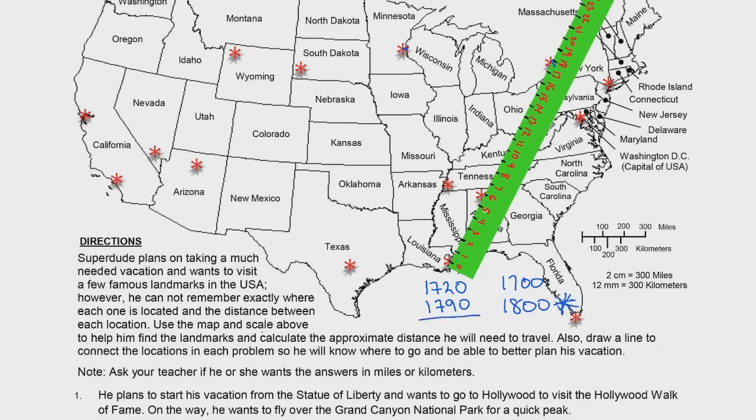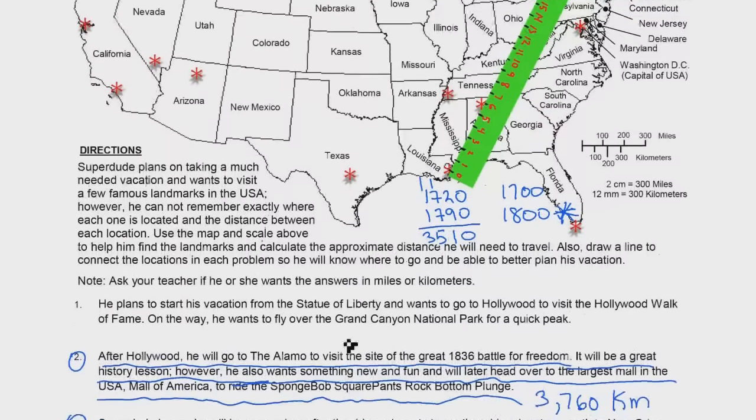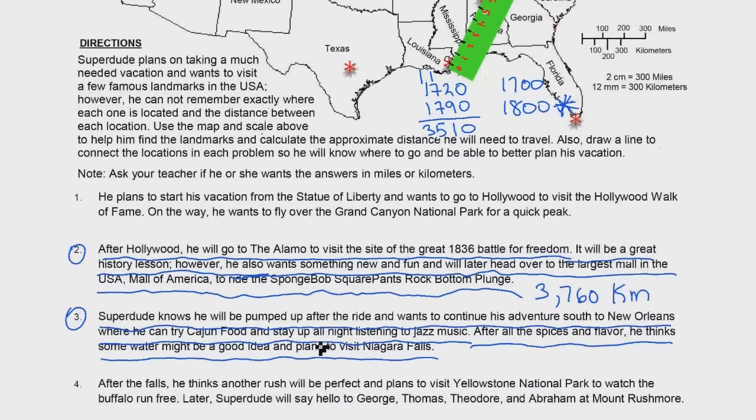If we add these together, 0 plus 0 is 0. 9 plus 2 is 11, carry the 1. 1 plus 7 plus 7 is 15, carry the 1, and 1 plus 1 plus 1 is 3, so we get 3,510 kilometers. And I'm going to put that down right here. 3,510 kilometers. And again, KM stands for kilometers. All right. I think that's pretty good.